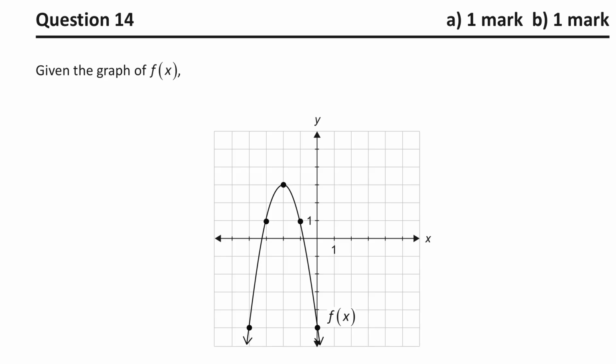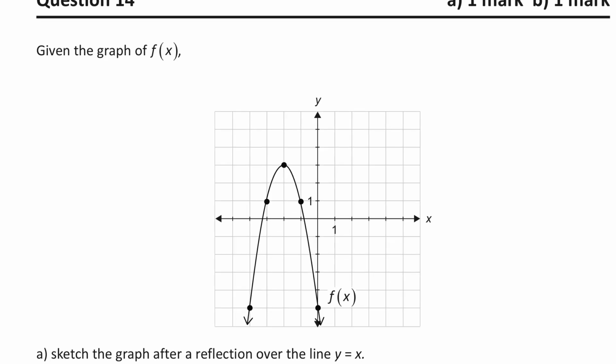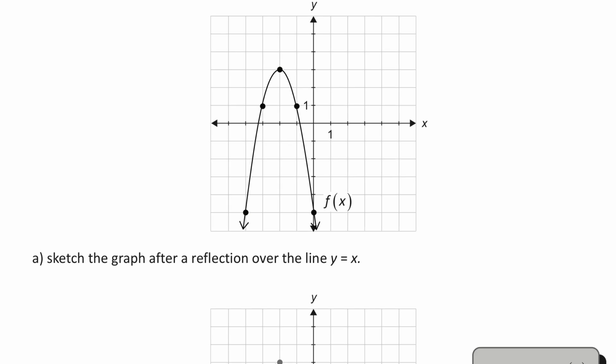14. Given the graph of f of x, what do we have to do here? Well, part A, sketch the graph after a reflection over the line y equals x. Ooh, this is interesting. So this is that inverse transformation. We have to imagine drawing a line here. And then we're going to reflect all the points over this way, and these points reflect over this way.